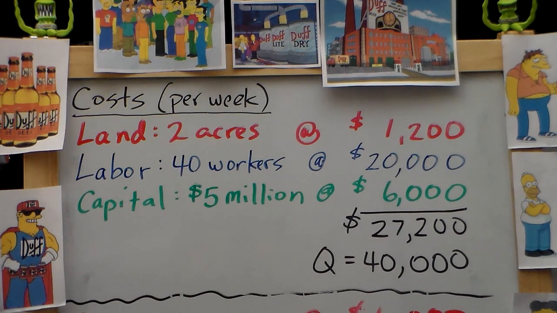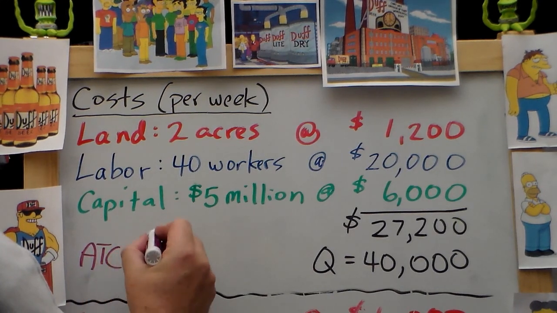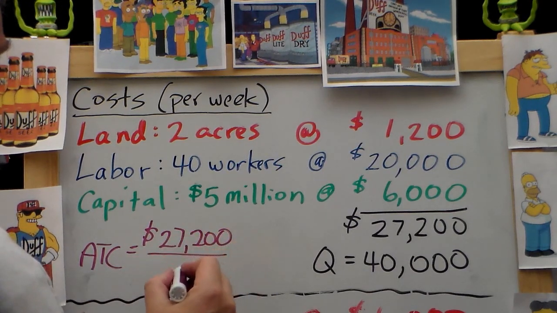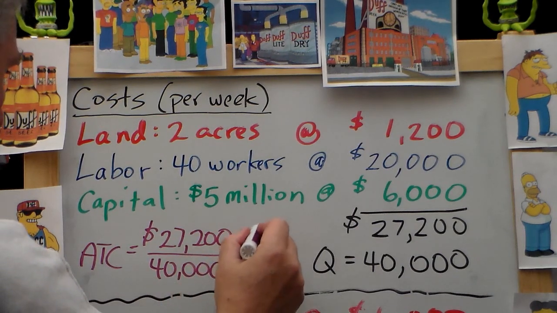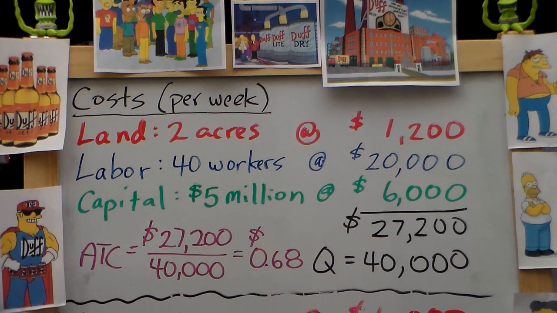What's the average cost of producing the beer? The average, or per unit cost, is the total cost divided by the quantity. Average cost of a bottle of beer with this size factory would be 68 cents a bottle. That's the total cost, $27,200, divided by the quantity of beer produced, 40,000 bottles.